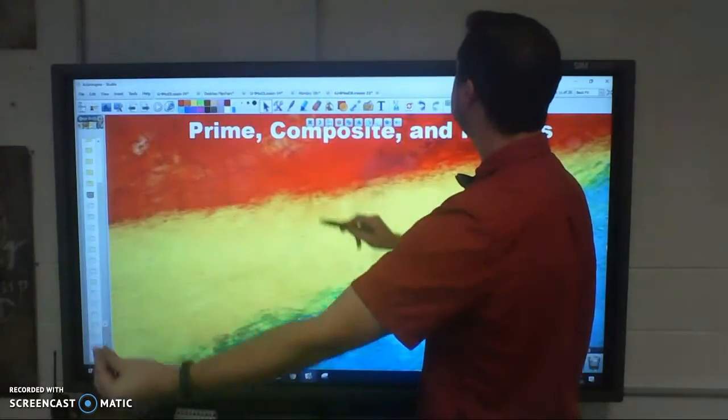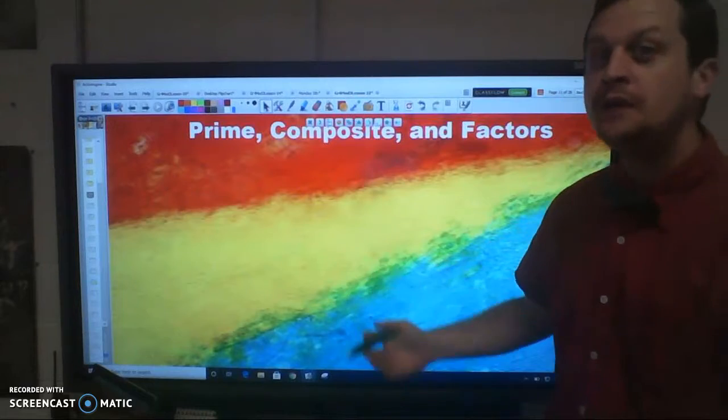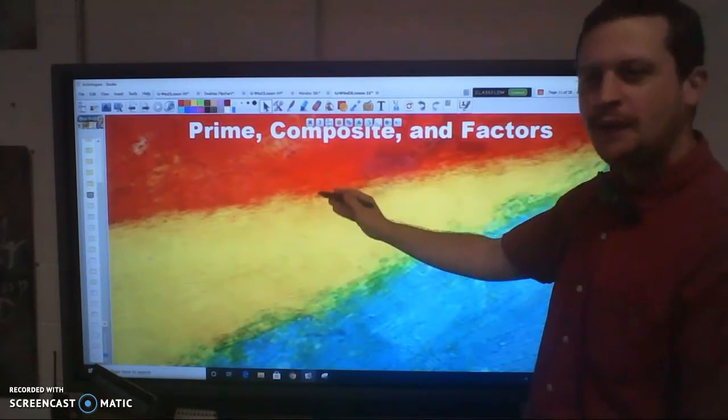The finishing touches on my painting. Hello, welcome. Today, we are not only going to be mathematicians, but we are also going to be the painters.